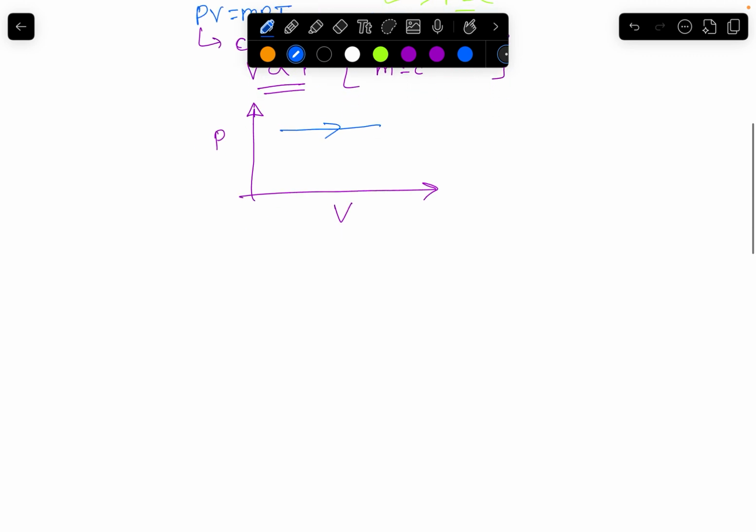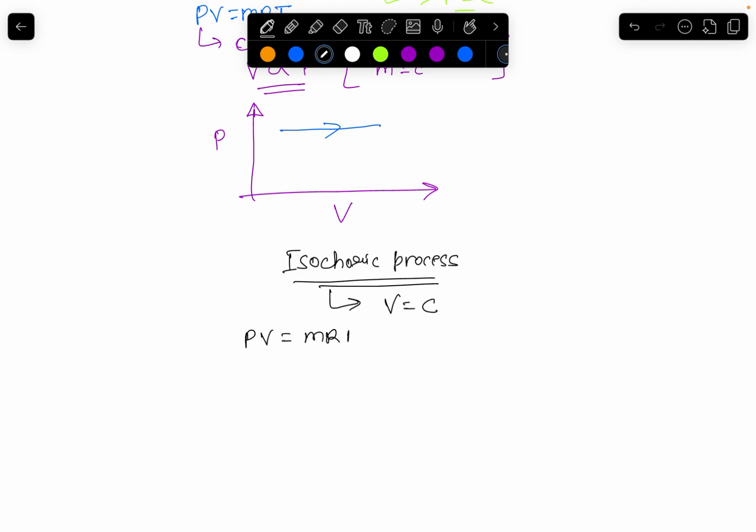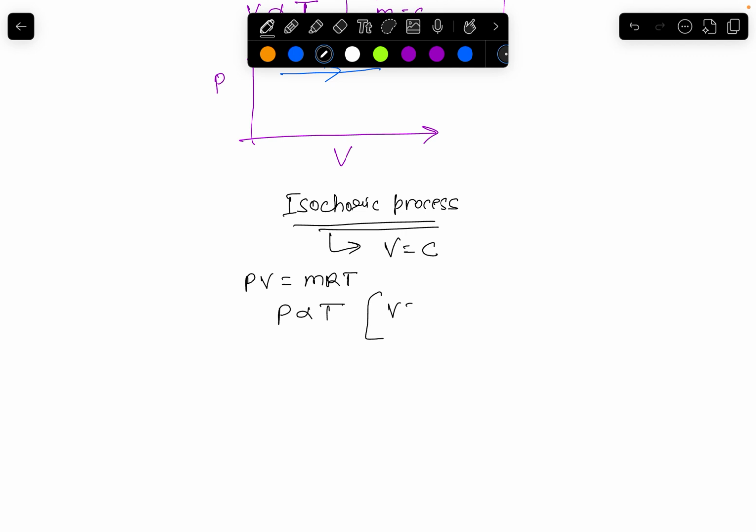Okay. Now the next process is the isochoric process. In the isochoric process, basically volume is constant. So now we can write again PV equal to nRT. Here P is the pressure, V is the volume, n is the mass, R is the gas constant, T is the temperature. If the volume is constant, then the pressure is proportional to temperature. So for an ideal gas, if the process is isochoric, then pressure will be directly proportional to temperature. And here volume is constant.